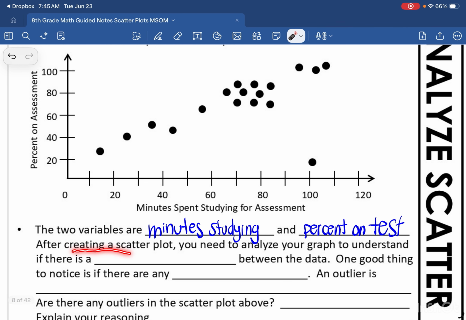After creating a scatter plot, you need to analyze your graph to understand if there is a correlation between the data. When we say the word correlation, we mean a relationship between the data. One good thing to notice is if there are any outliers. An outlier is a data point that is distant from the other data points.